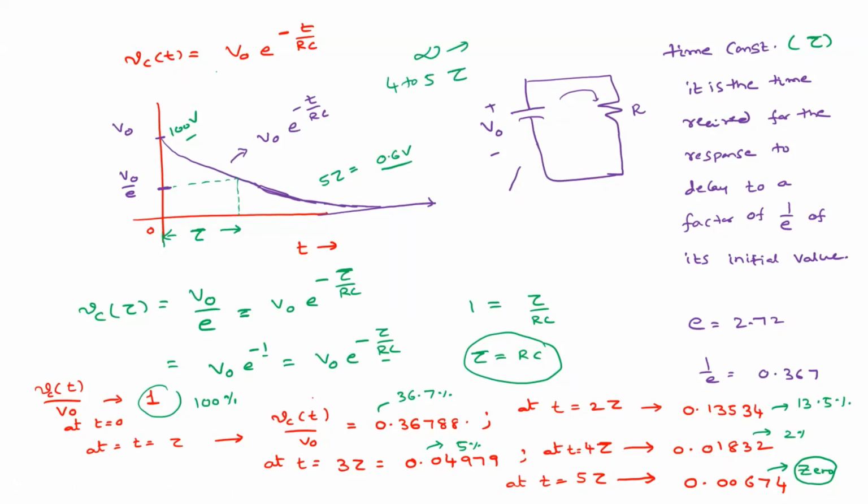Understood? Practically you require 4 to 5 time constants to reach the steady state. This is one of the important things. This equation can be written in terms of V naught e to the power of minus t by RC, where RC is known as the time constant, tau. So Vc of t equal to V naught e to the power of minus t by tau, where tau is the time constant, equal to RC.